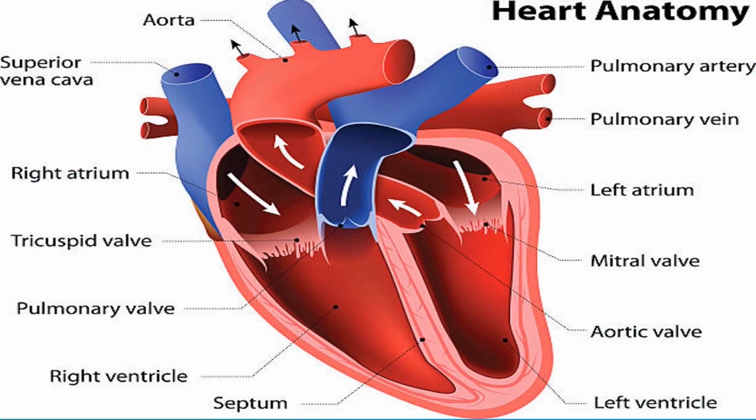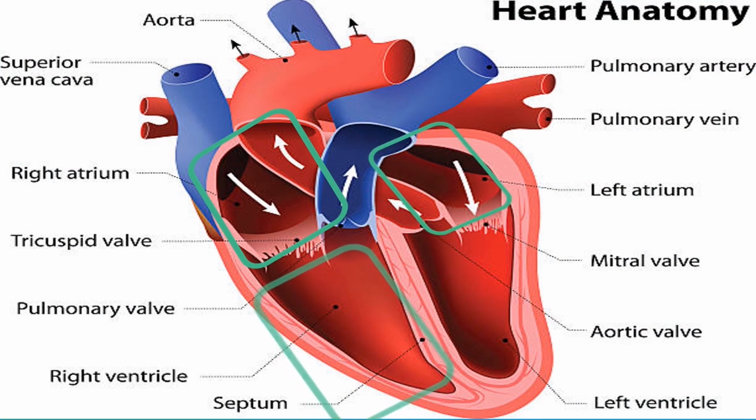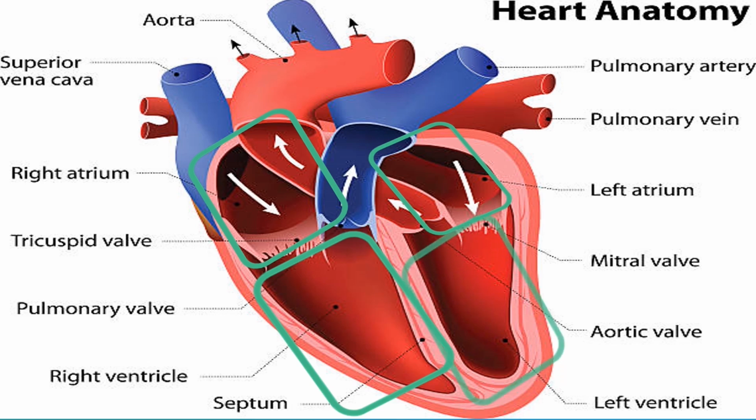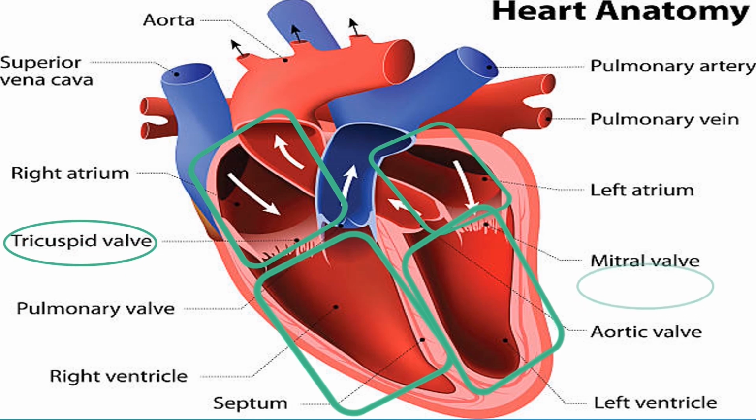Now we will briefly discuss the anatomy of the heart, which helps in understanding its physiology. The heart has two atria, the right atrium and left atrium, and two ventricles, the right ventricle and left ventricle. The tricuspid valve is located between the right atrium and right ventricle. The mitral valve is located between the left atrium and left ventricle.